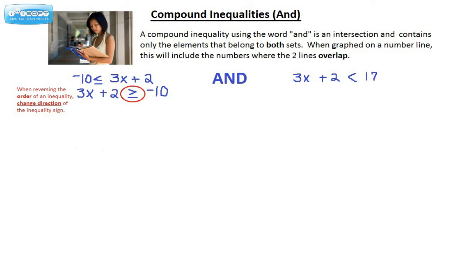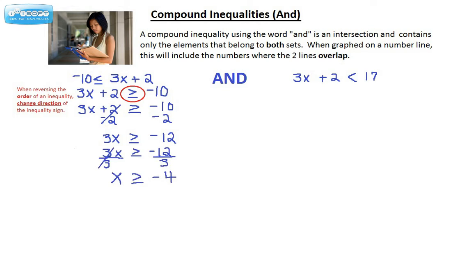So now let's finish solving. First, we subtract 2 from both sides to isolate the term containing x. Next, divide both sides by 3. Here we have our solution. X is greater than or equal to negative 4.